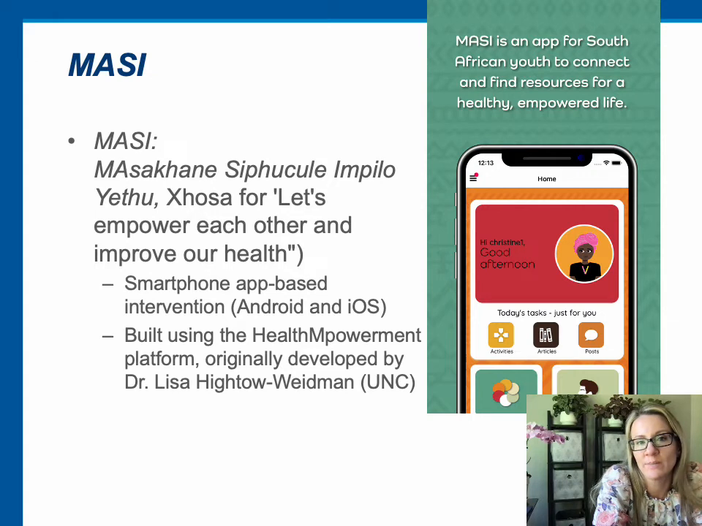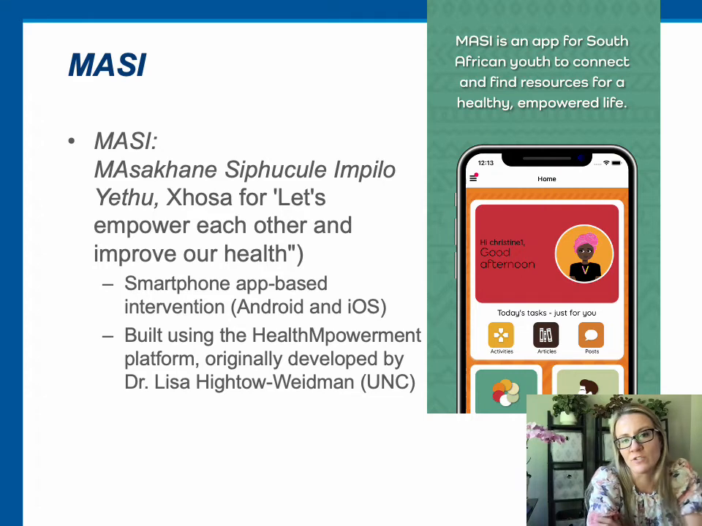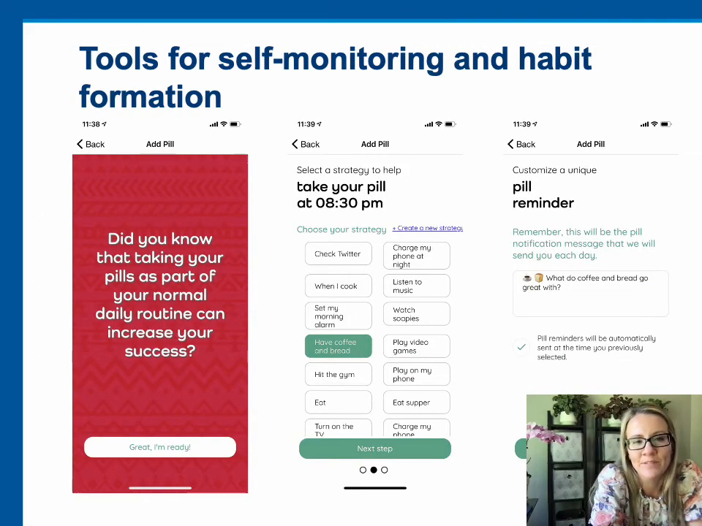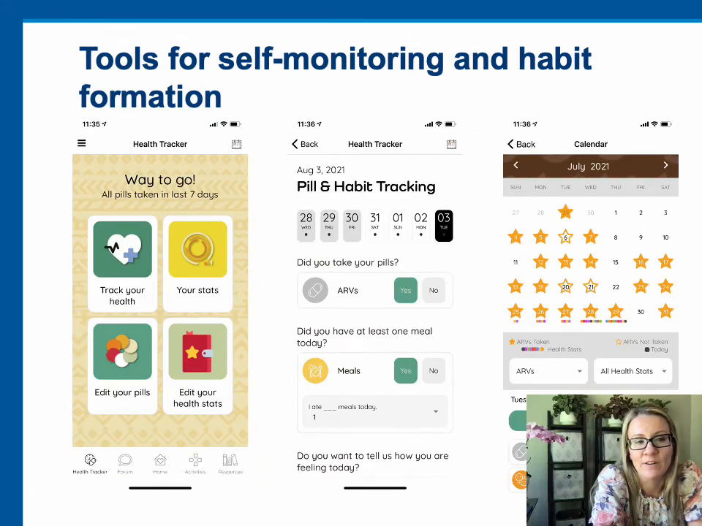I just want to show you a little bit about what Mossy includes, some of the features. Many of these are similar features to the HMP platform. Some have been expanded. So Mossy includes tools for self-monitoring and habit formation. We have a health tracker where you can set up tailored reminders for when you want to get notified to take your medications, with customized prompts that you can then edit. There are ways to track your adherence and then visualize your analytics, as well as tracking other related behaviors as well.